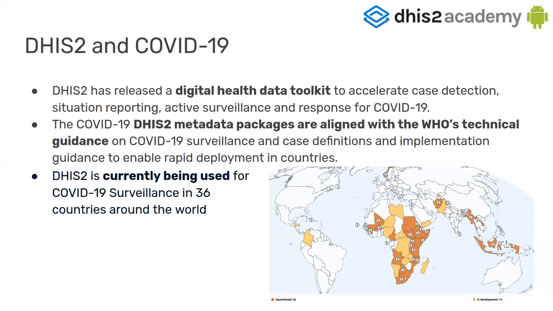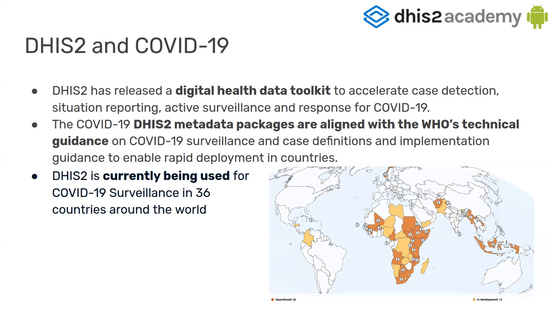So in the case of COVID-19, we followed the WHO's technical interim guidance that was initially updated in February, and we continued to update pretty rapidly for the first maybe 2 months or so as the guidance was evolving. So this package mainly supports case detection, situation reporting, active surveillance, contact tracing, and response.